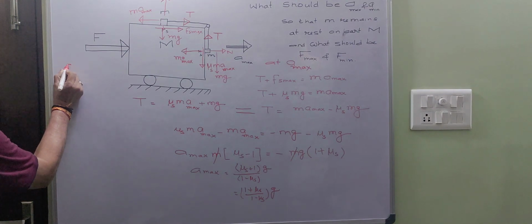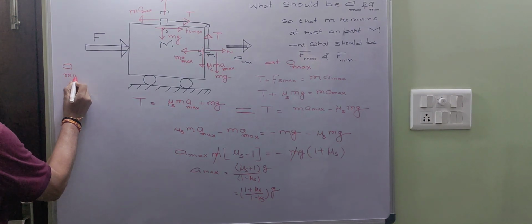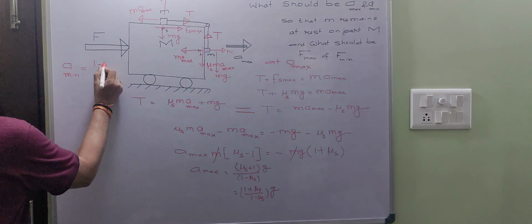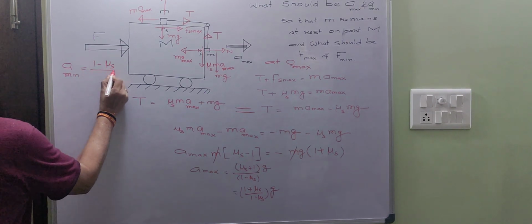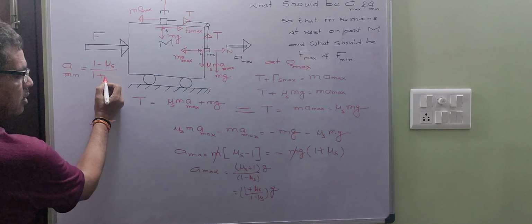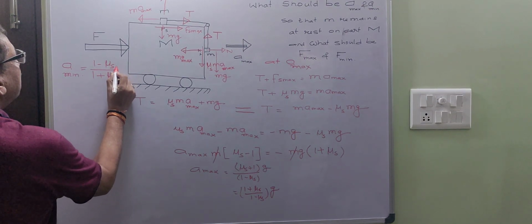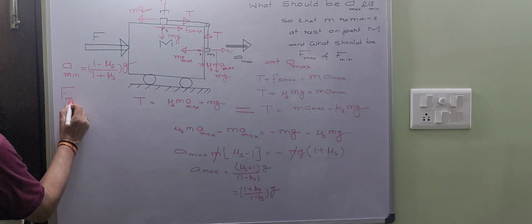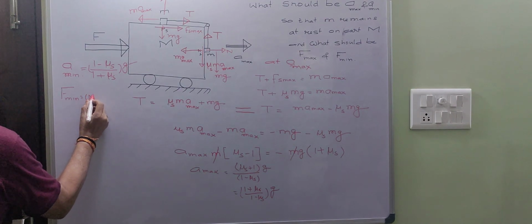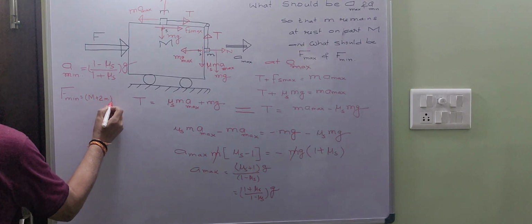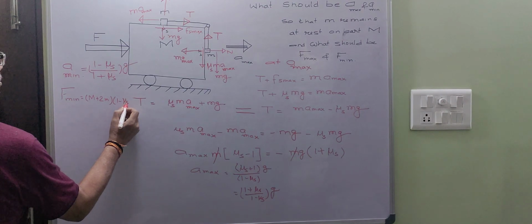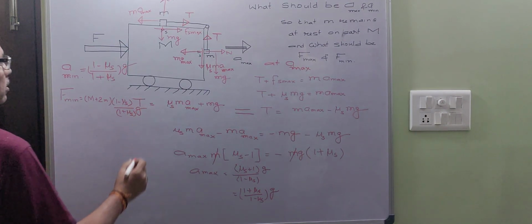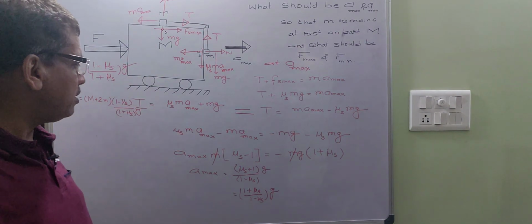So directly I can write the minimum acceleration is equal to (1 minus mu s) by (1 plus mu s) g, and the minimum force F minimum can be written as (m plus 2m) into (1 minus mu s) by (1 plus mu s) into g. Is it clear? So this is the situation.